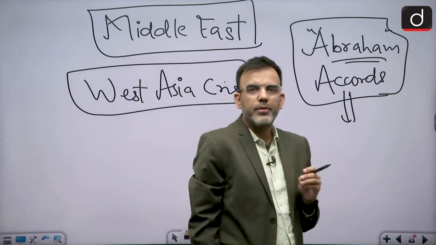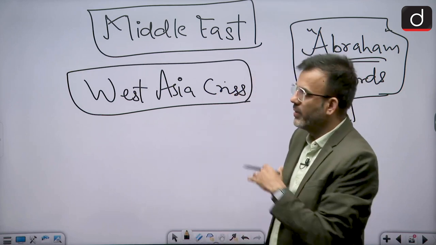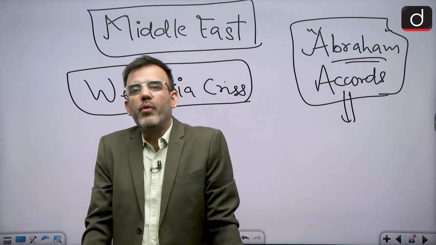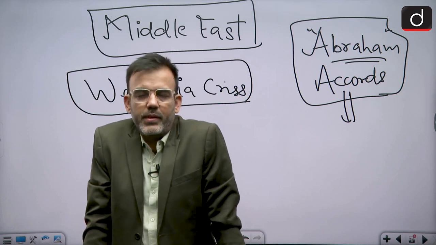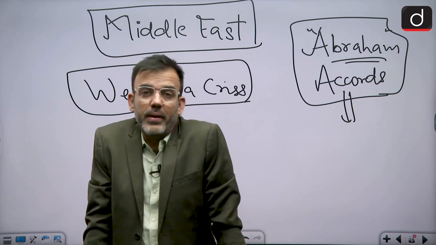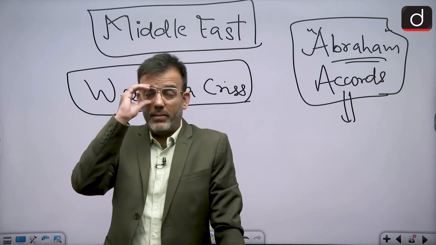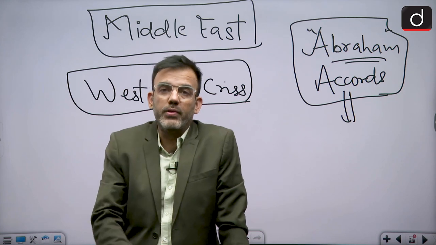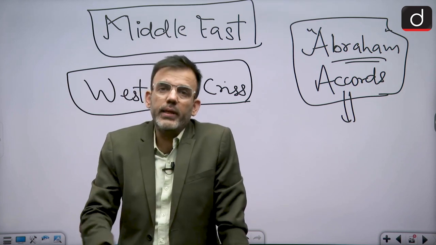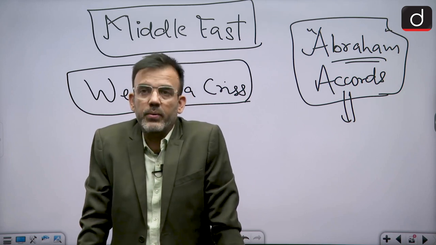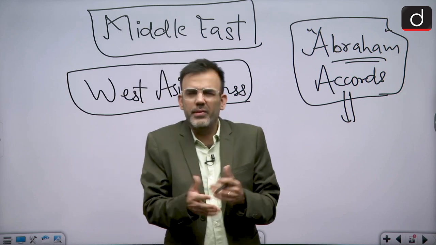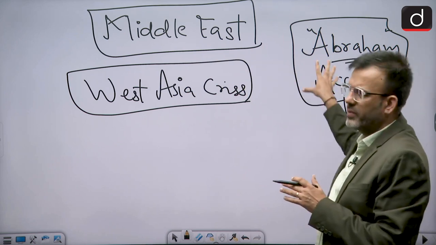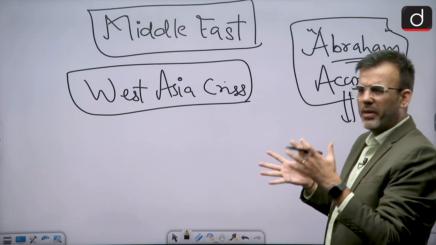So, that's what I was saying: although this I2U2 grouping is a recent contemporary development, if we don't know what the Middle East is, what the West Asia crisis is, why these Arab and Israel countries have been fighting each other for a very long period, and what US foreign policy in the Middle East is, it is very difficult to grasp the real intent of formulations like I2U2. I won't get into much detail, but I'll try to explain these terms in a very basic way.